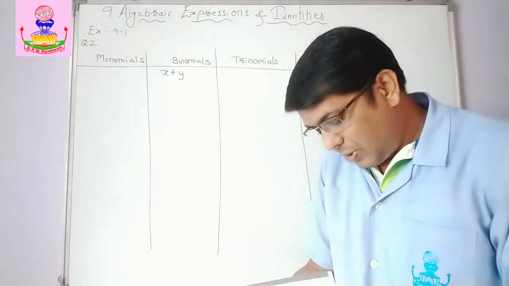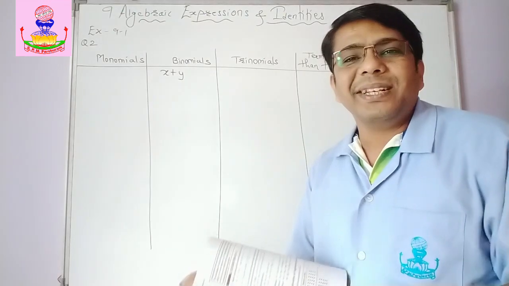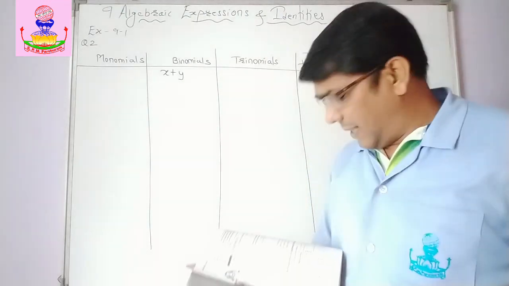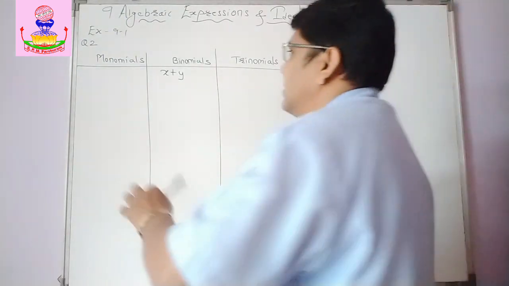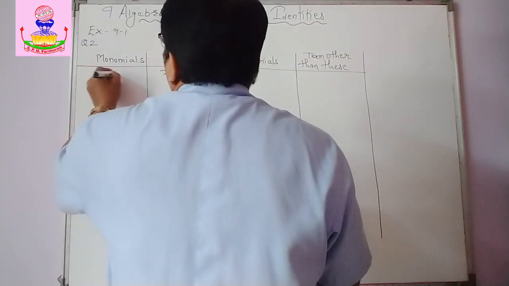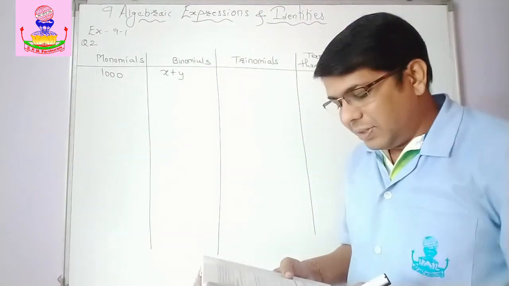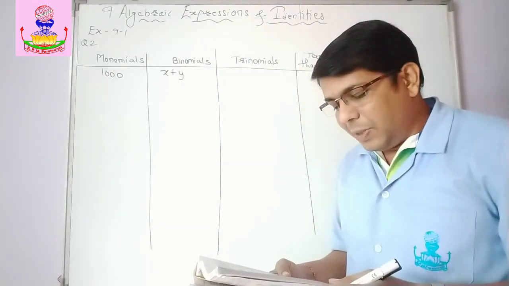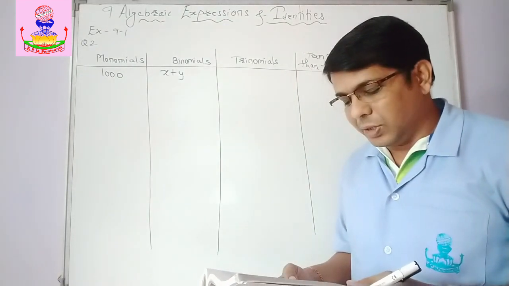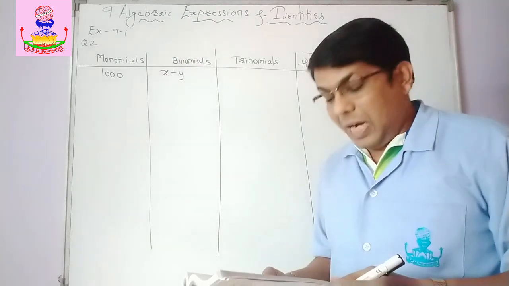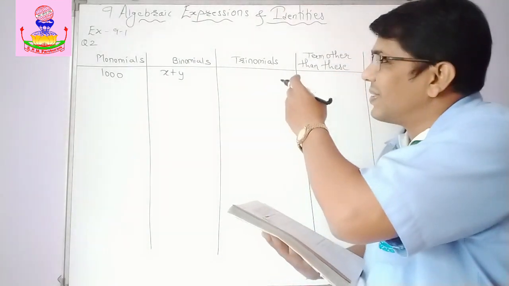Next is 1000. Okay. So how many terms? One single term, exactly. So where should 1000 come? Yes, sure. 1000 will come in monomial. Exactly. Then the third one, x plus x square plus x cube plus x raised to 4. How many terms? 1, 2, 3, 4 terms. Where should it come?